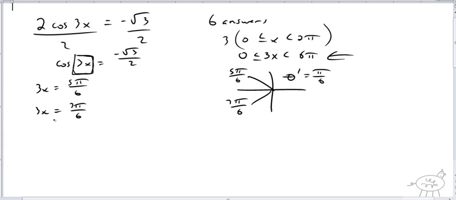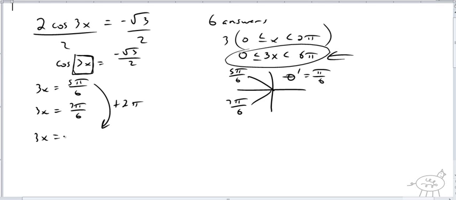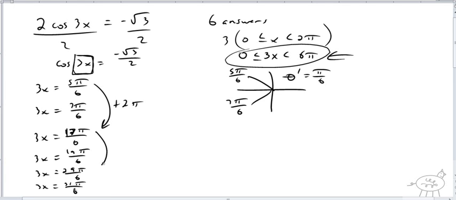Anyway, I know that 3x has to be between 0 and 6 pi, so I've tripled the number of answers, so I'm going to add, again, plus 2 pi to that. So I'm going to add 12 pi over 6. 3x equals 17 pi over 6. Okay, 3x equals 19 pi over 6. 3x equals these guys here, and that's going to give me 29 pi over 6. And 3x equals 31 pi over 6.